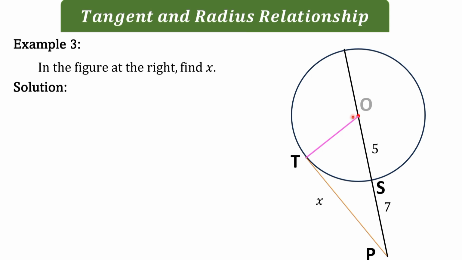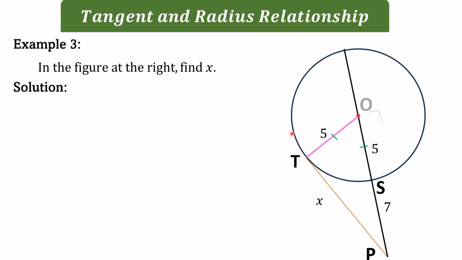The radius that is perpendicular to tangent segment TP, for one of the radii, which is OS, measures 5 units, and all radii of a circle are congruent. Therefore, the length of OT is also 5 units. Triangle OTP is a right triangle because OT is perpendicular to TP.